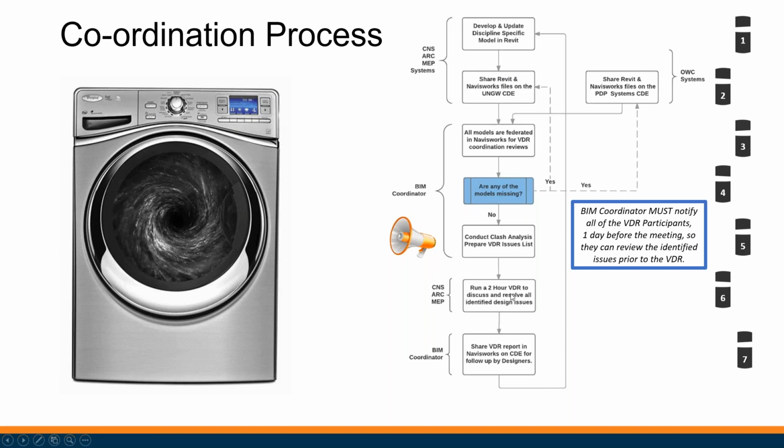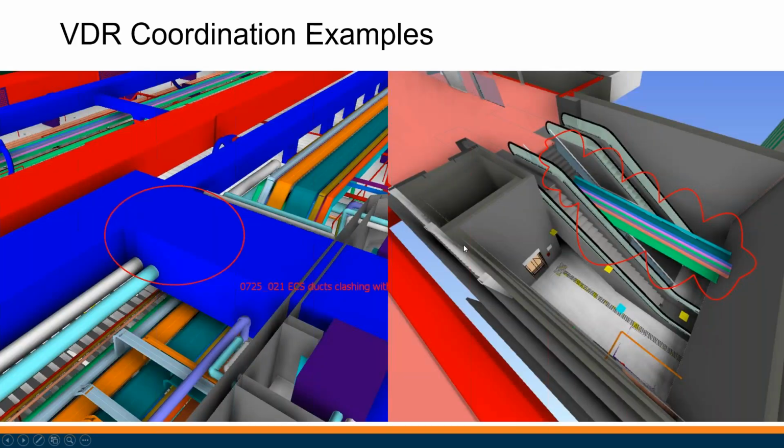But we have a coordination process where all the models were checked and then coordinated. And what we're doing is we're looking for coordination issues. So this is the low-hanging fruit. This is the easy part of BIM. Check if one model is coordinated with another model. So you can identify if the cable trays are in the wrong place. You can identify if the pipes are clashing with the ductwork. You can find lots and lots of issues.